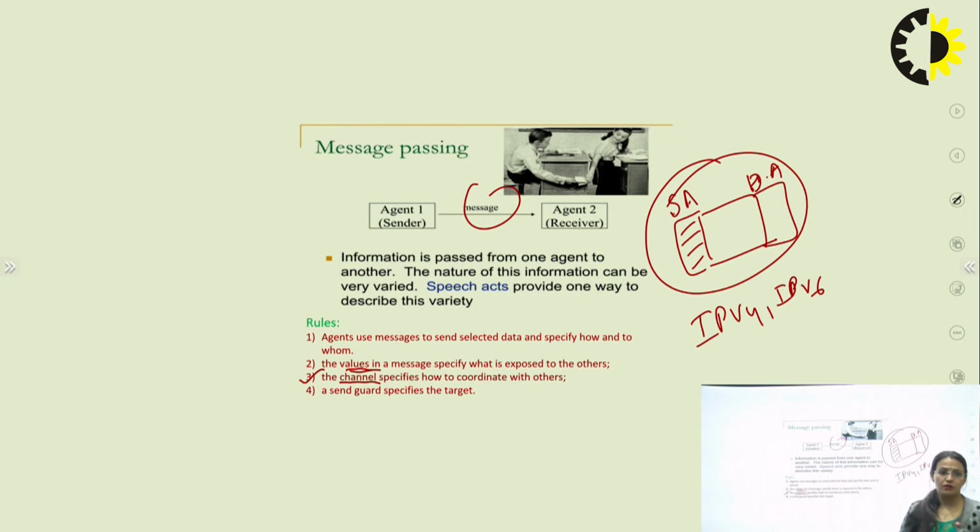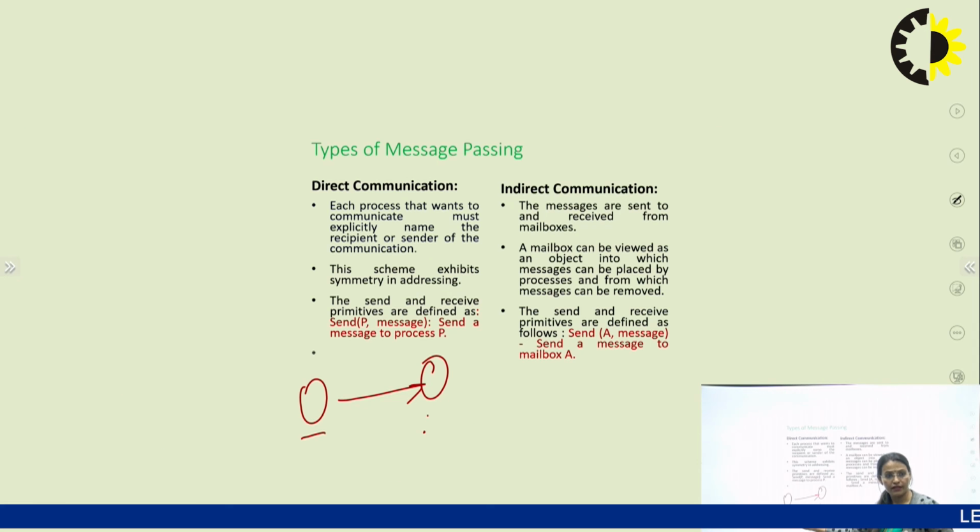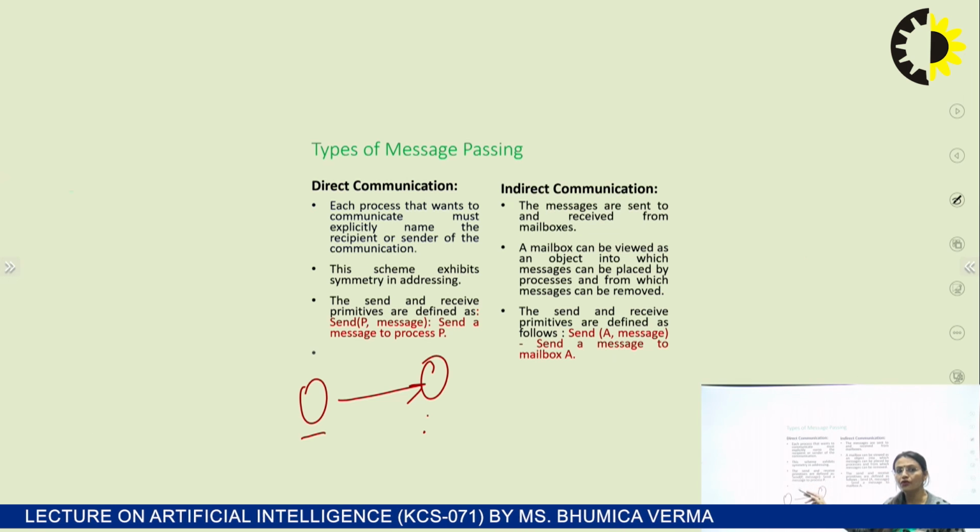Message passing is of two types: direct message passing or indirect message passing. Direct message passing is simply when I pass a message from sender to receiver and it is sent directly. Here the sender knows the destination address and the destination knows the address of the sender as well. In that case, it exhibits symmetric addressing only. The send and receive parameters will be like send. Here P is the process to whom I want to send the message.